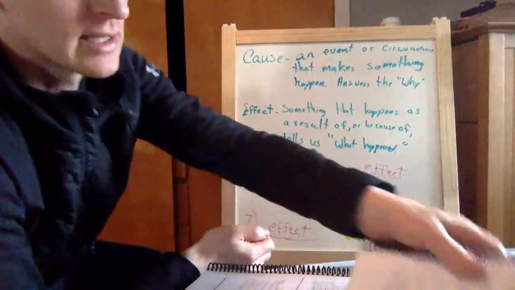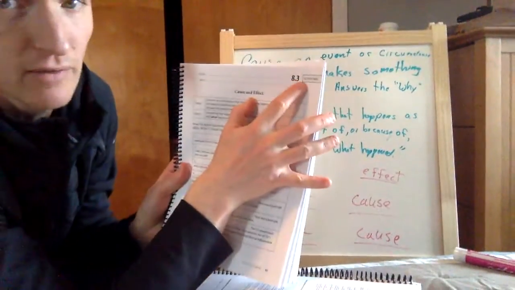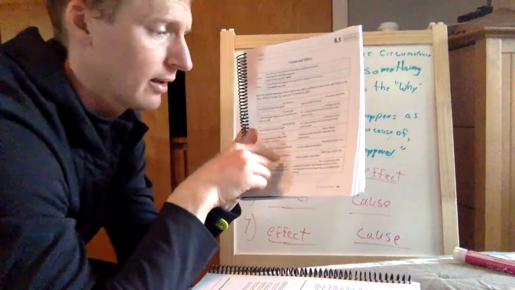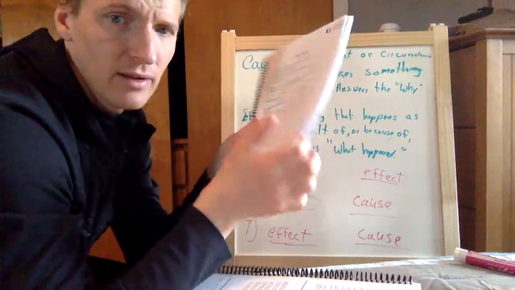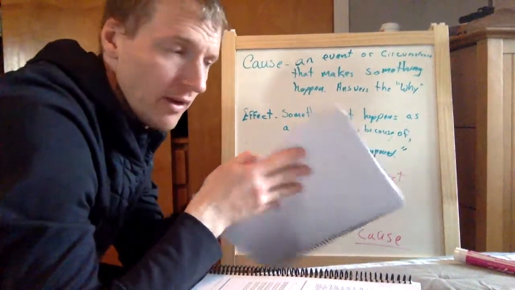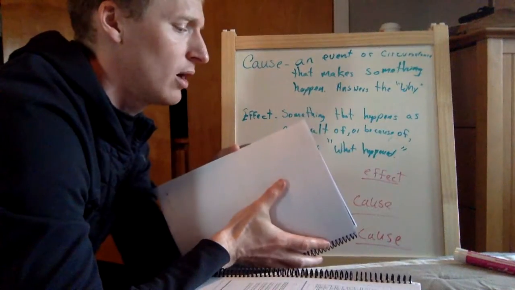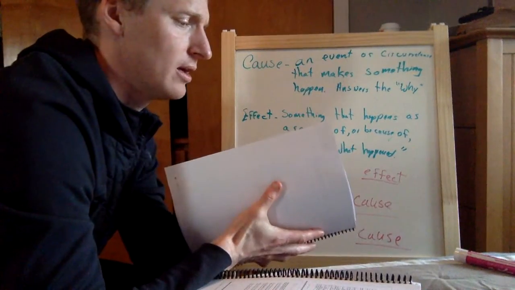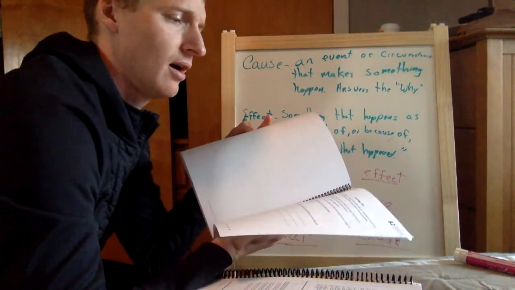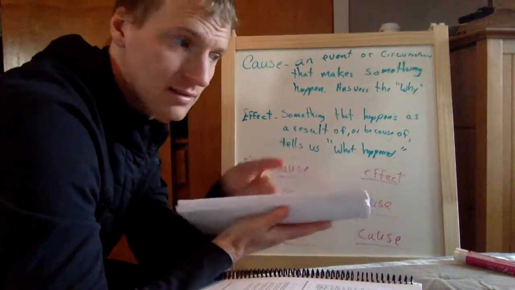This is lesson 8.3 on your activity book, in case you were looking it up and couldn't find it, page 97. You can rewind the video if you need to answer it. Tomorrow we're going to reread the chapter, Severing Ties. Okay?